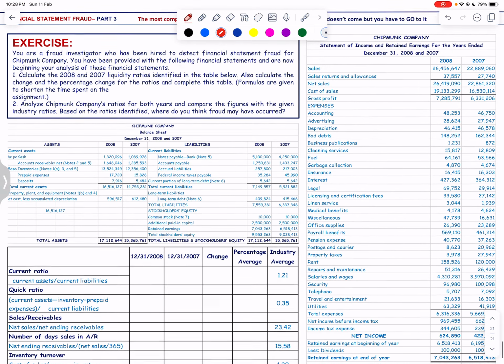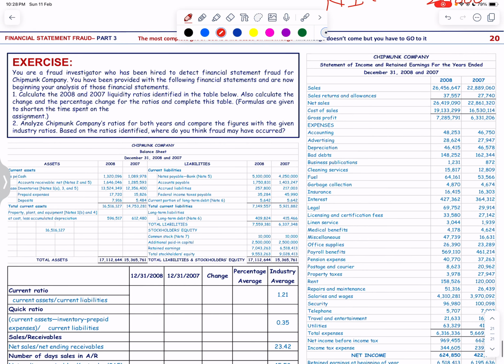Okay, we go to the next one. You are a fraud investigator who has been hired to detect financial statement fraud for Chipmunk Company. You have been provided with the following information. Calculate the 2008 and 2007 liquidity ratios identified in the table below. Also calculate the percentage changes for the ratios and complete this table.